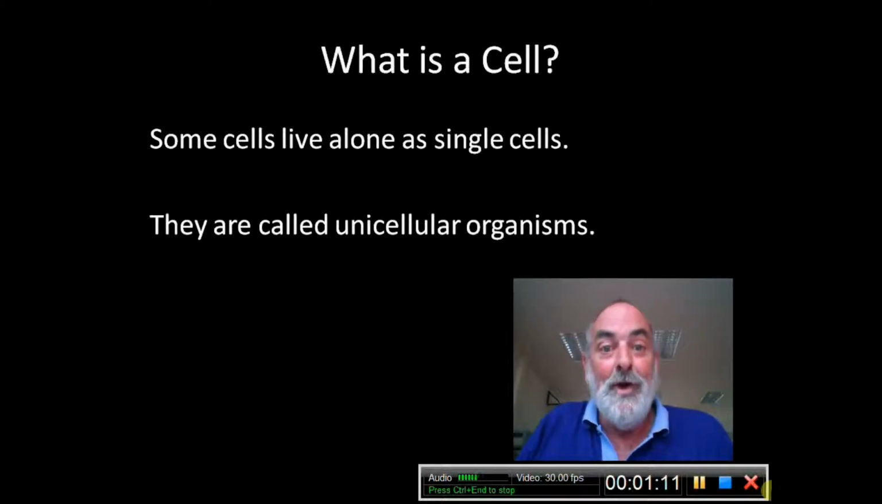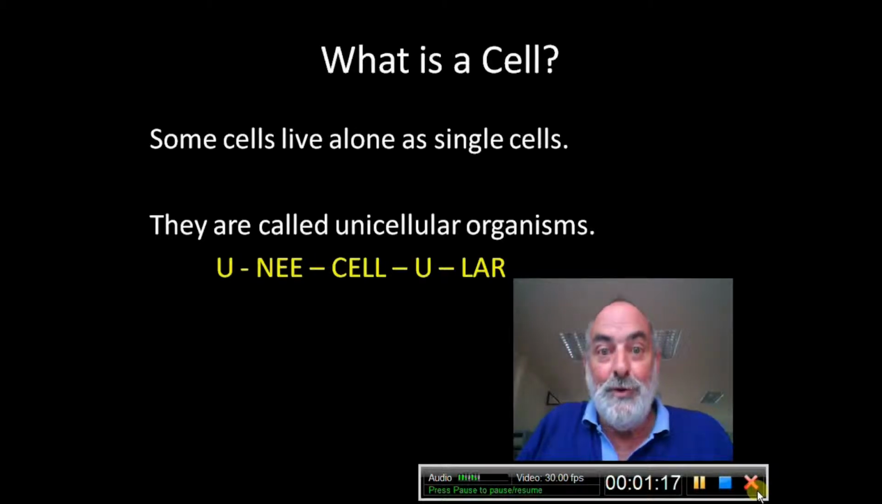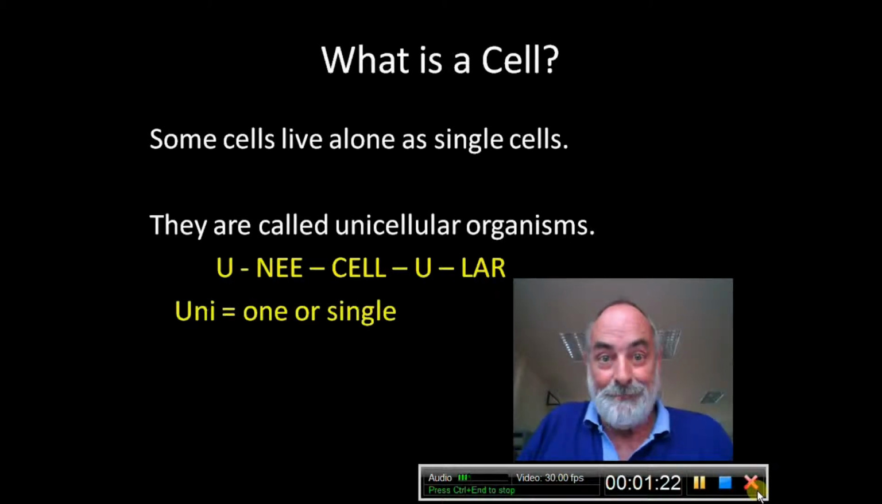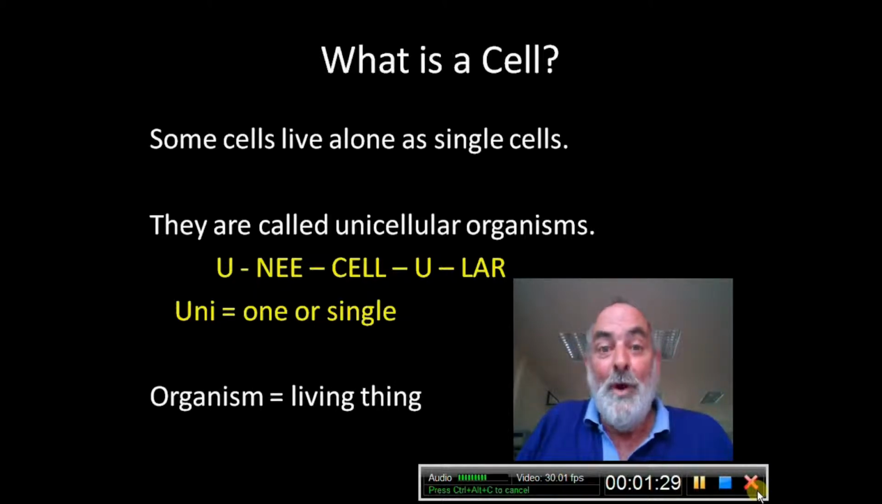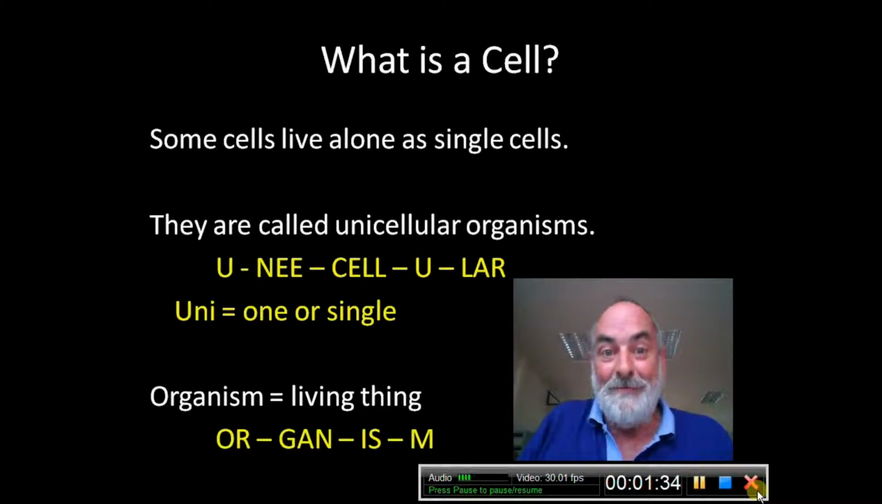These are called unicellular organisms. Uni simply means alone, single, or one. And the word organism you can think of as living thing. So single-celled plants and animals are called unicellular organisms.